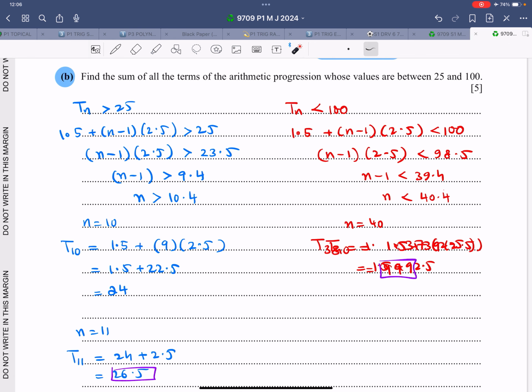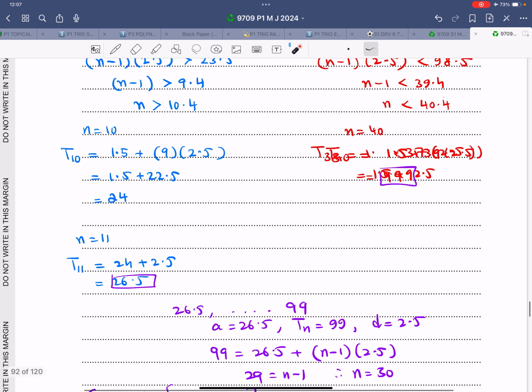That is, find the sum of all the terms in the arithmetic progression whose values are between 25 and 100. Now, we don't know whether 25 is actually a term of this progression and 100 is a term of this progression, or there is a number after 25, there is a number before 100 that are terms of this progression. Now, how will I check? I'll say Tn is greater than 25. I'm looking for that number. I get n is equal to 10.4.